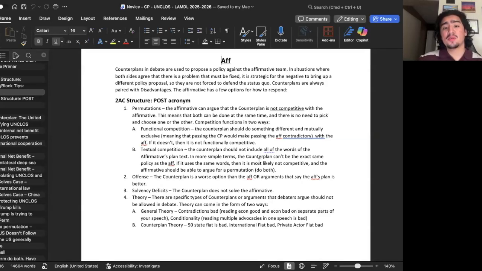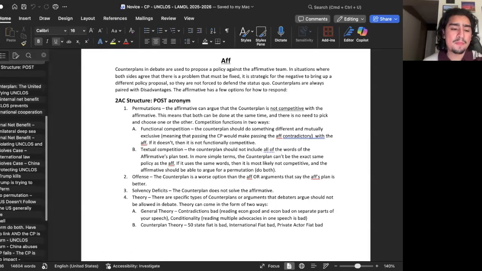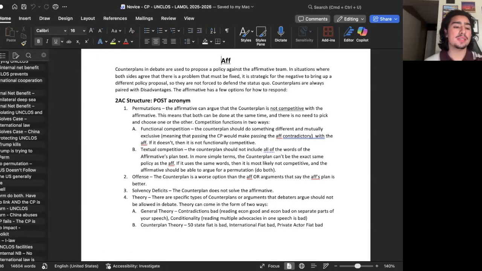Okay, so that's all for the first letter in the POST acronym, which is permutations. You're just trying to prove that the affirmative and the counterplan can coexist. You can do both at the same time. Second is offense. You can argue that the counterplan is a worse option than the affirmative, or make arguments that say the aff's plan is better. So let's take a look at the perm and offensive arguments in the actual 2AC shell.